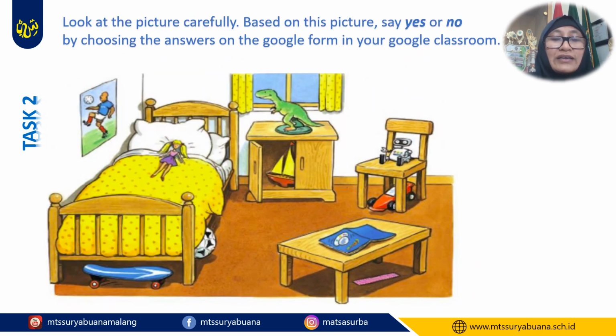Now task 2. Look at the picture carefully. Based on this picture, please say yes or no by choosing the answers on the Google form in your Google Classroom. For example, is there a doll on the bed? Can you see a doll on the bed? Yes, there is a doll on the bed. So you can say yes or no.